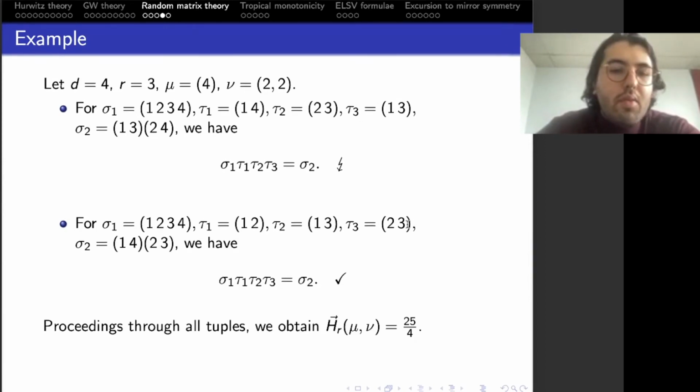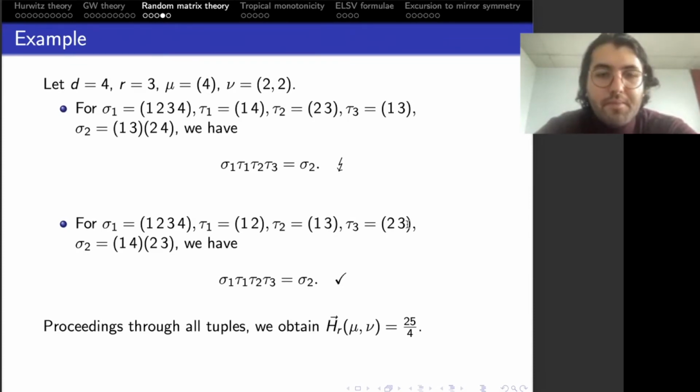And proceeding with the remaining tuples, we obtain that the monotone double Hurwitz number is a rational number that is given by 25/4. Okay, so these monotone double Hurwitz numbers are always smaller or equal to the classical double Hurwitz numbers, and this is exactly what the condition here is. And here we get 25/4.